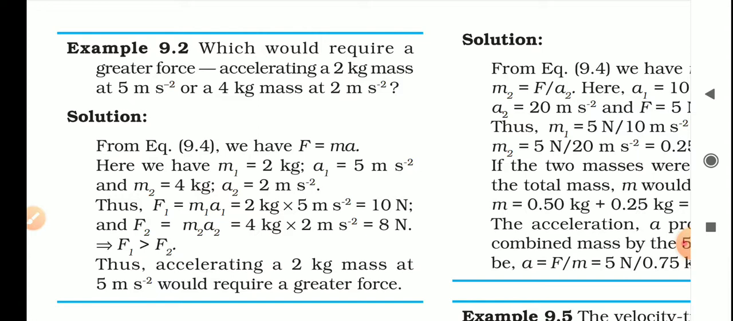So F1 will be equal to M1 A1 and this product will come as 10 Newton, and F2 equal to M2 A2, that is 4 into 2 equal to 8 Newton. So F1 will be greater than F2. F1 is 10 Newton and F2 is 8 Newton. Thus, accelerating a 2 kg mass at 5 meter per second square would require a greater force.